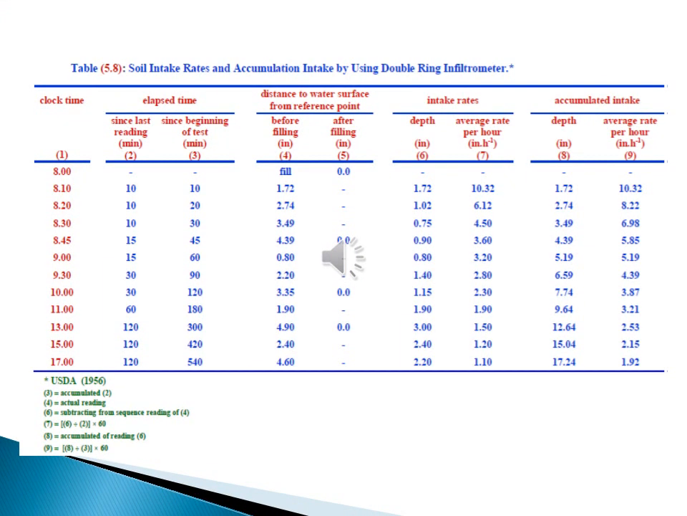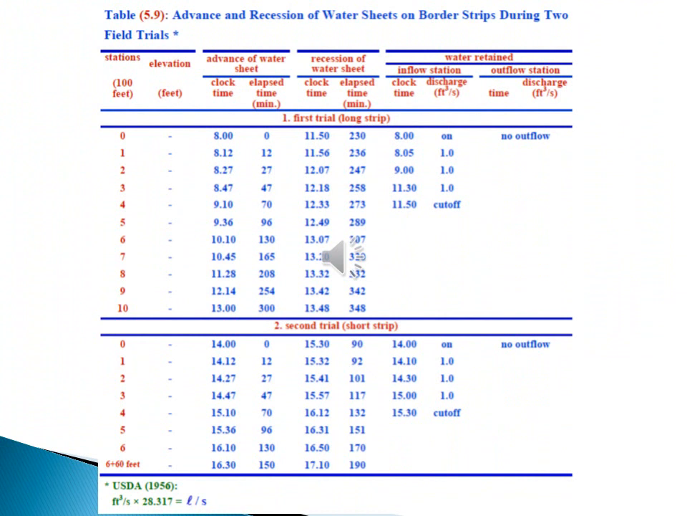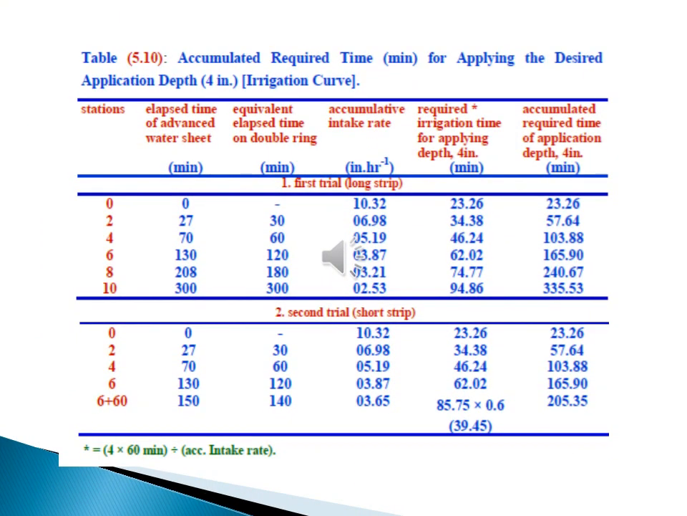Table showing the soil intake rate and accumulated data, obtained using a double ring infiltrometer, as practical field experiment data. Note, my dear, that the mathematical calculation is clear in the table. Table showing the rates of the previously calculated data at the two trials of both long and short strips. Table showing the accumulated required time in minutes for applying the desired application depth at the two trials of both long and short strips.